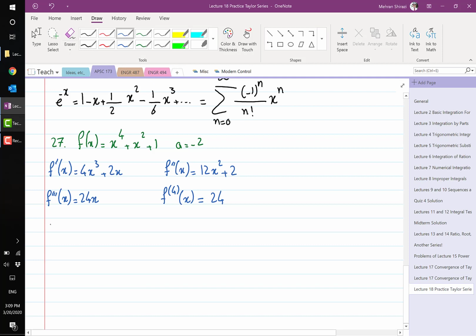What is the fifth derivative? The fifth derivative is the derivative of 24, which is 0. And from now on everything else is 0. That's why the Taylor series will have a limited number of terms. We will see. So the nth derivative of f at x is 0 for any n which is greater than or equal to 5.